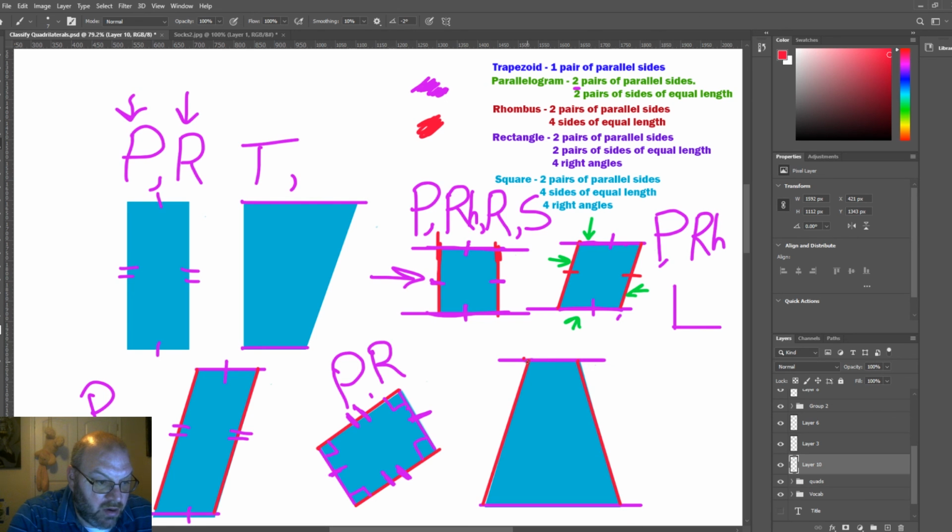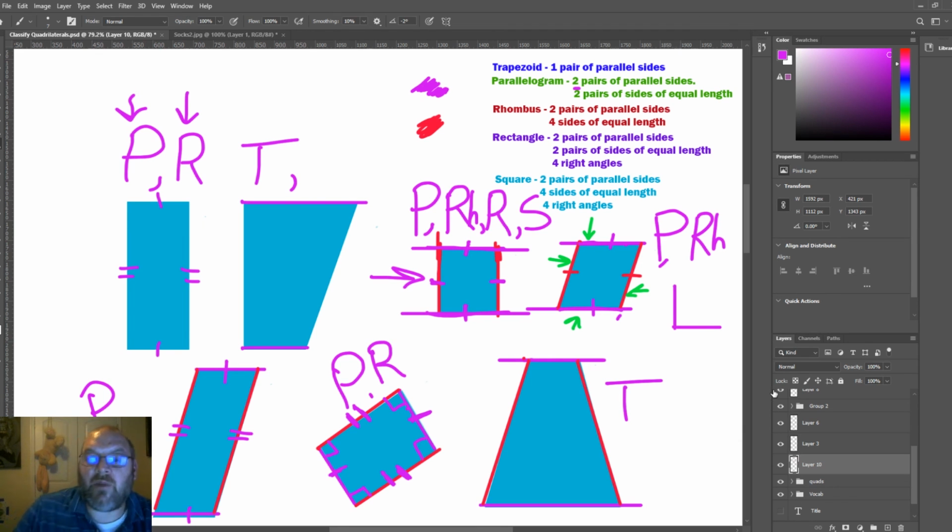If we keep going up and up and up with this, that's going to make, ooh, like a triangle. They're going to intersect. So that's just one pair of parallel sides. And we can stop there because we know everything else has two pairs of parallel sides. So that's just, let me stay consistent with my purples, a trapezoid. Okay? A lot of information there.